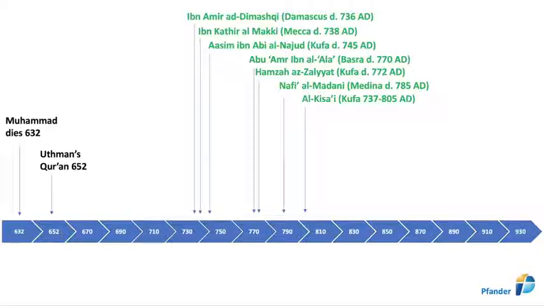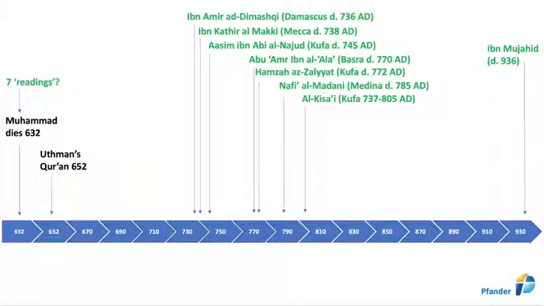So who chose these 7? Did Muhammad choose these 7? I've always been told he did. No, he didn't choose these 7. This guy chose these 7. Ibn Mujahid. He died in 936. That's the 10th century. That's 300 years after Muhammad died. You get this guy named Ibn Mujahid who chooses these 7.